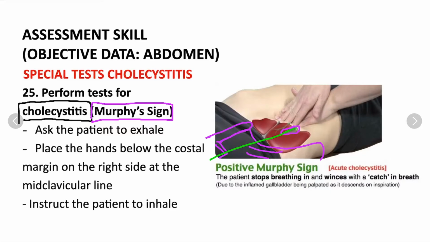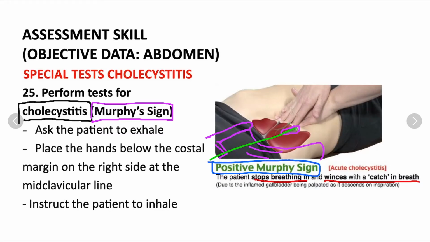If you feel that the patient stops breathing for a brief amount of time and tries to catch up with it because of sudden pain or discomfort, therefore you could say that the patient is experiencing acute cholecystitis, and that the patient is positive for Murphy sign.